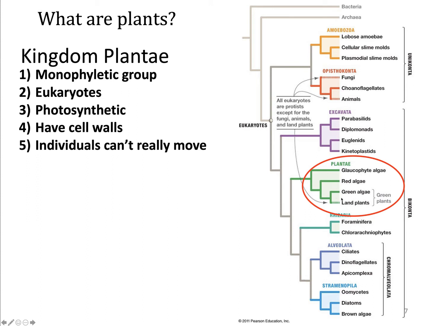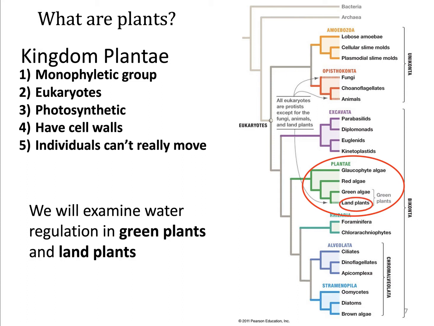All members of this kingdom Plantae are photosynthetic, so they have chloroplasts that allow them to do photosynthesis. All members of this group also have cell walls. And another aspect is that individuals can't really move in the sense that a tree on its own, if you were to go and stab it or manipulate it, it's not going to run away like an animal might.